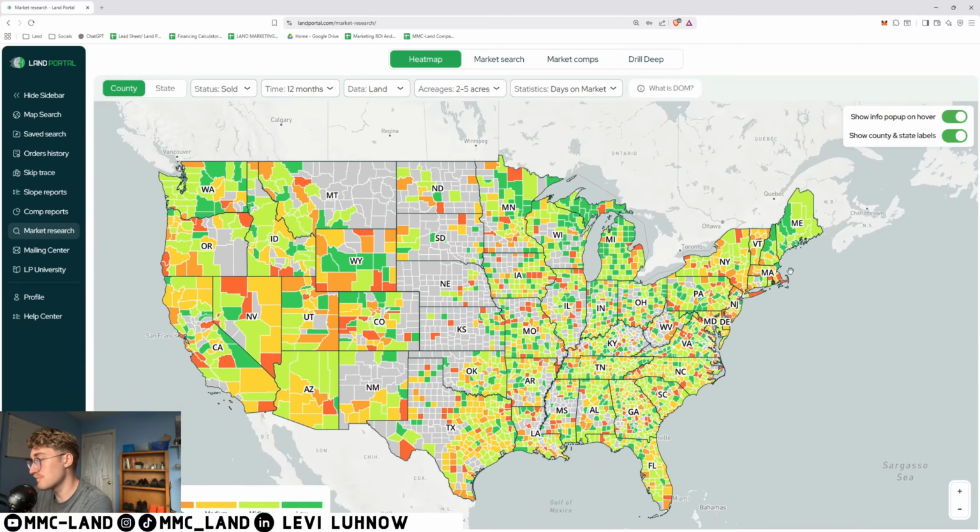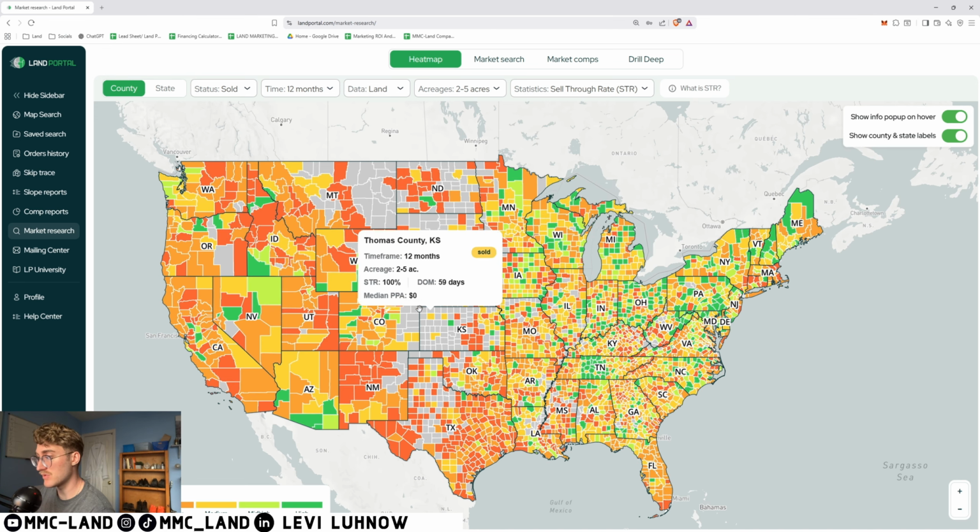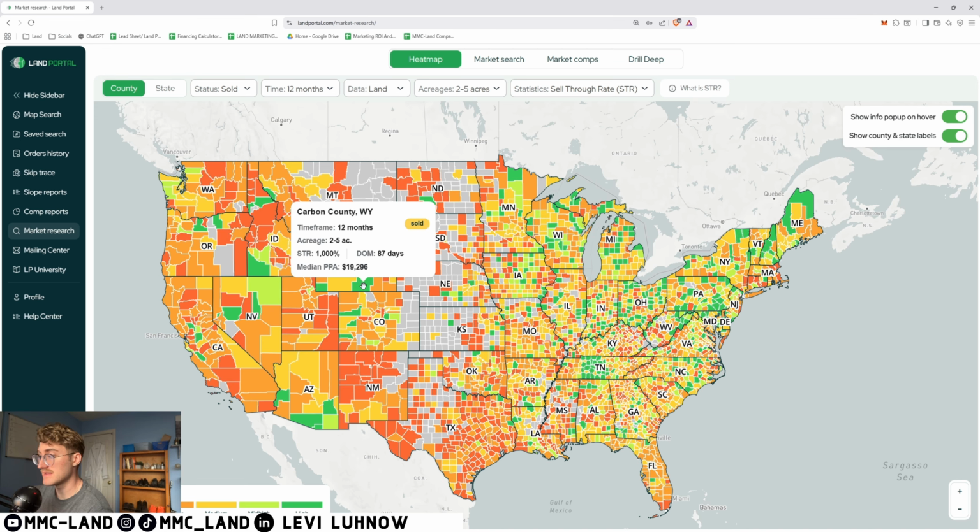That's how I personally go about using the Land Portal heat map. Most of the time, I don't take into account sell-through rate or absorption rate that much. It's a very controversial take. A lot of people, in my opinion, that maybe aren't as educated will say that sell-through rate's the number one most important thing ever. And I think that they're very wrong.